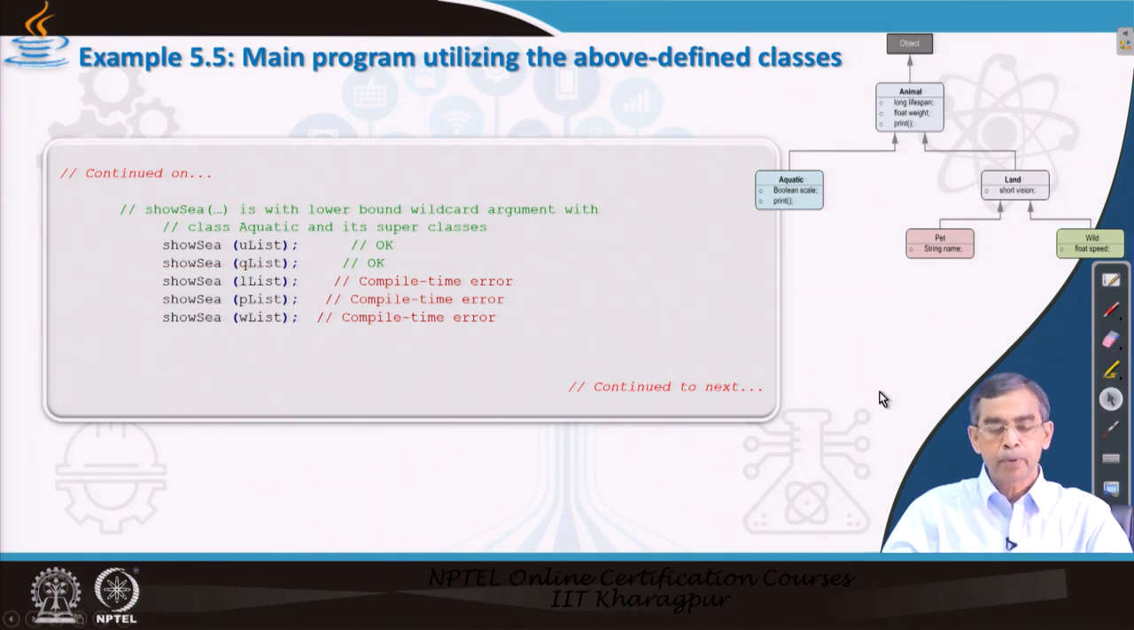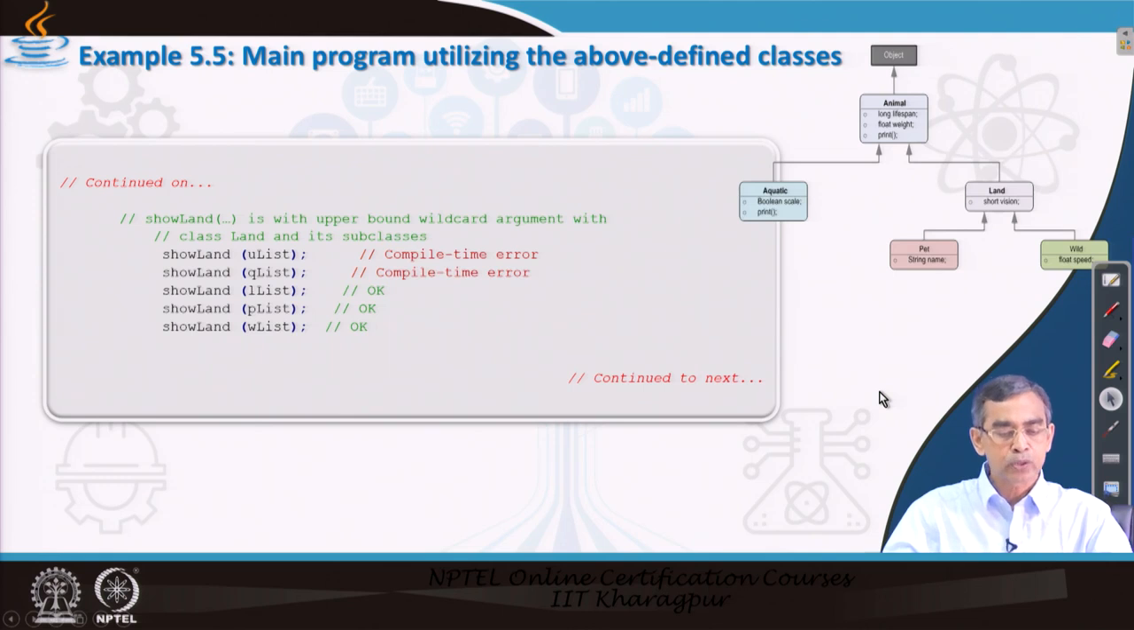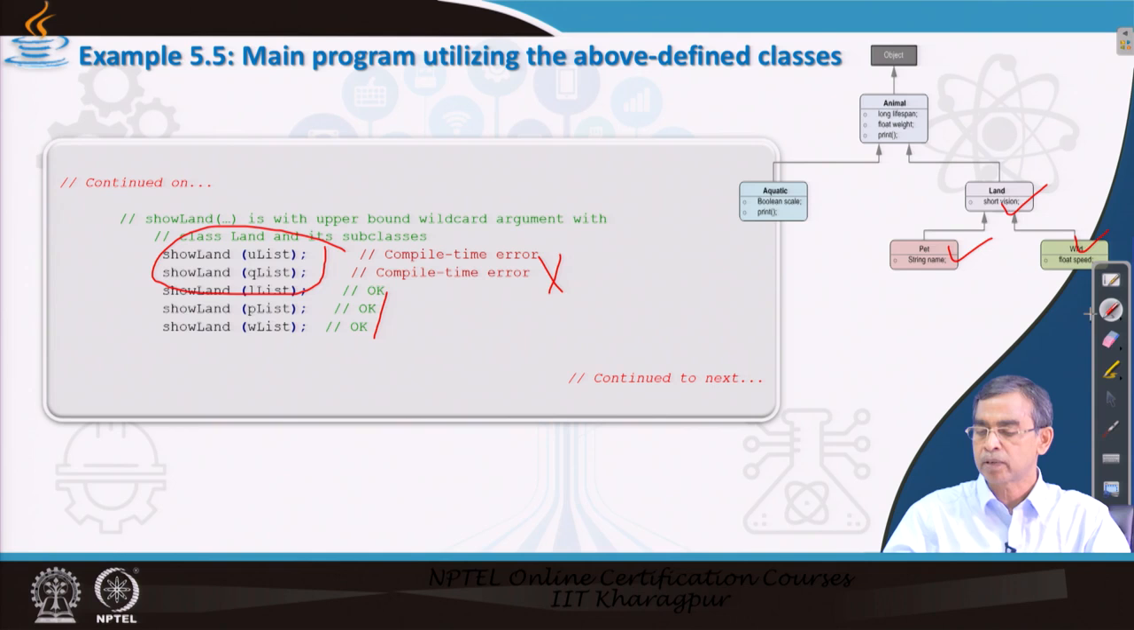Now, similarly, for another method like show land, you can check that show land has the upper bound wildcard arguments defined in this method. This means that this method will work for this list as well as all these lists. So, it works for this list, however, it will not work for the other two lists, the U list and Q list, because the bound is not permissible.